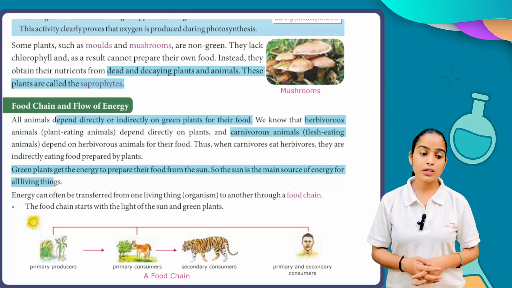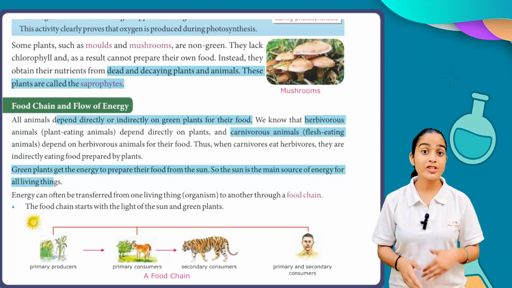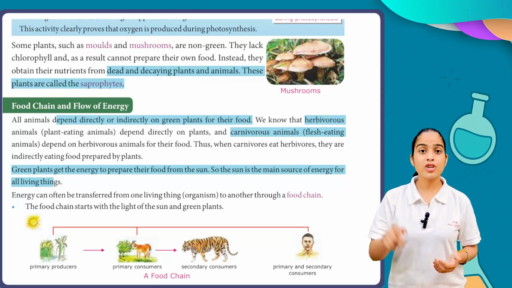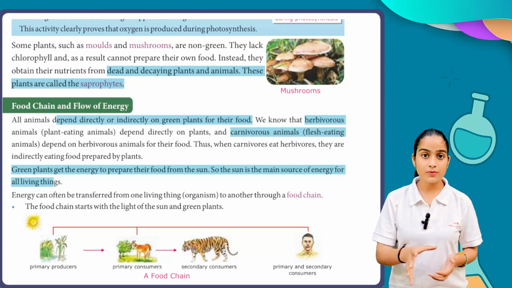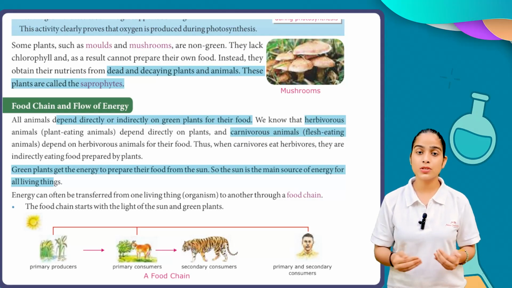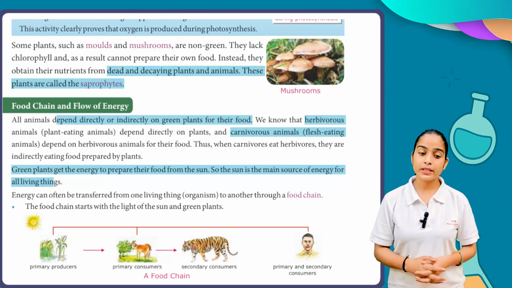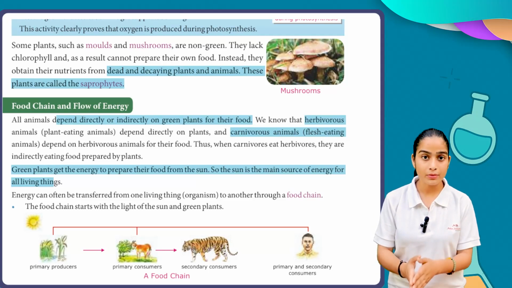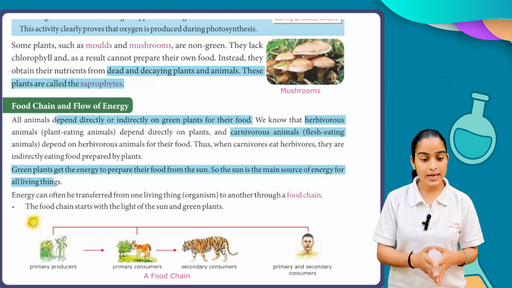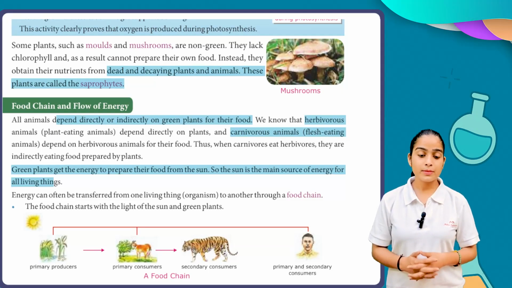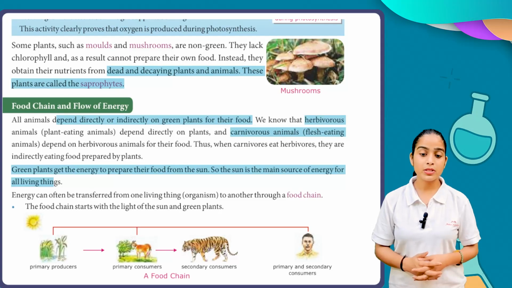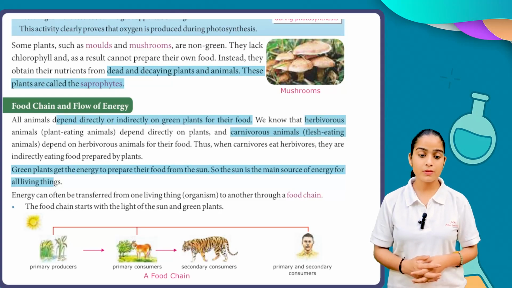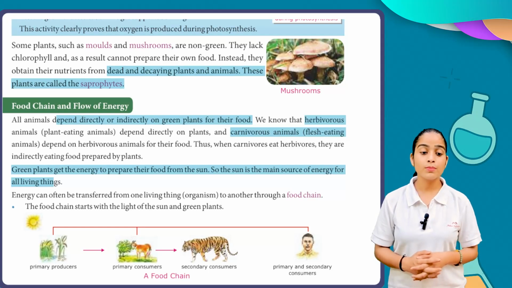Next, we have the food chain and flow of energy. As the name suggests, a food chain is a chain of food taking, which continues in a chain process. All animals depend directly or indirectly on green plants for their food. Herbivorous animals, meaning plant-eating animals, depend directly on plants, and carnivorous animals, flesh-eating animals, depend on herbivorous animals for their food. Thus when carnivores eat herbivores, they are indirectly eating food prepared by plants.